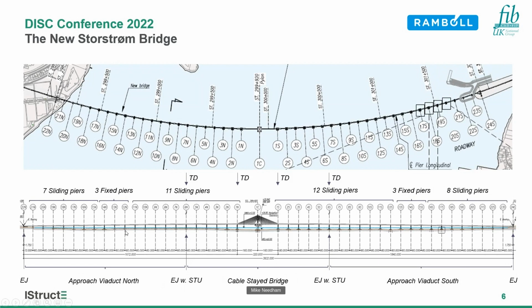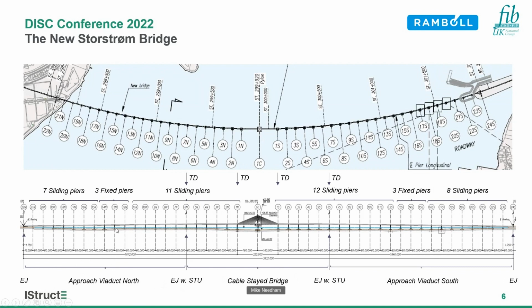There are 44 standard piers and a central pylon here with 2 abutments each end. The central cable stayed bridge has spans of 160 metres and crosses the navigation channels, while the approach viaducts are typically 80-metre span.